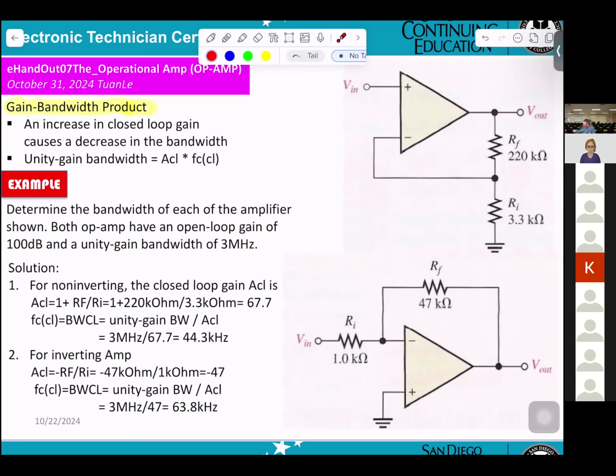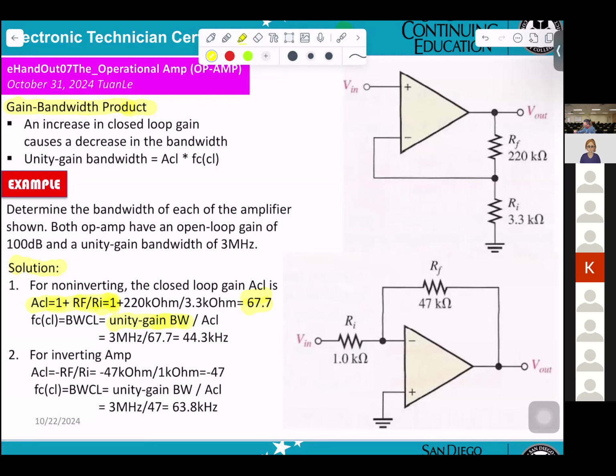Solution. For the non-inverting amplifier, they're talking about that one. The closed loop gain is ACL = 1 + RF over RI. That means the closed loop gain is 67.7. And this is the cutoff formula.